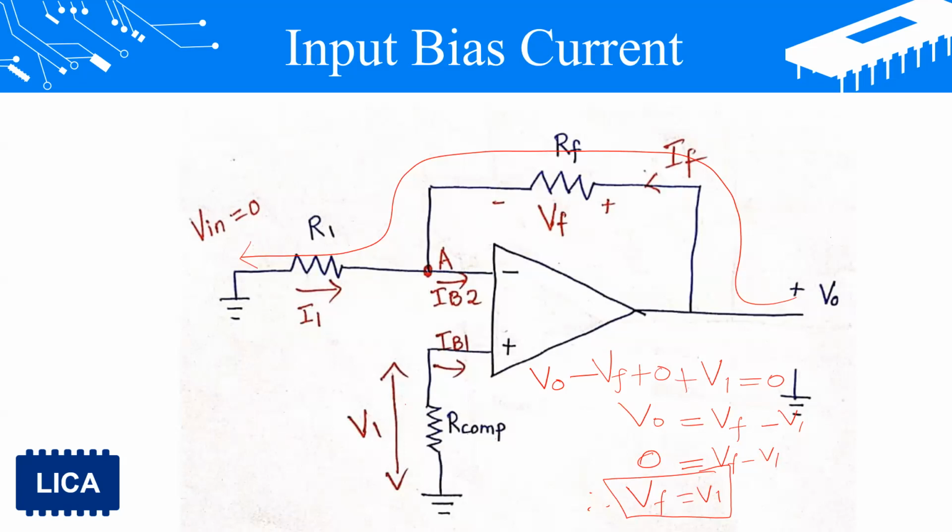Then we have to apply KCL at node A. What is meant by Kirchhoff's current law? The sum of incoming currents equals the sum of outgoing currents. What are the currents coming towards this node? I1 is coming, and IF is also flowing towards this node, so both currents are coming inside this node, and IB2 is going away from this node. So we can write it like this.